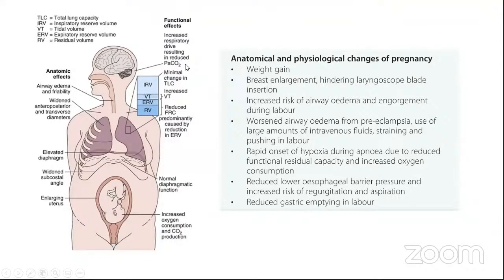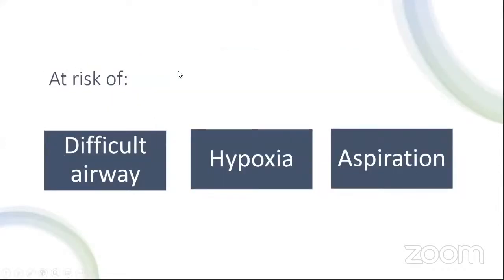Okay, the respiratory system. Basically, due to the gravid uterus pushing on the chest wall, the total lung volume is reduced, in which the functional residual capacity is markedly reduced, so patients are predisposed to hypoxia more rapidly compared to the non-pregnant population. On top of that, there will be reduced lower esophageal pressure and also reduced gastric emptying, especially in women who are in labor. This predisposes the patient to aspiration. In short, if you can't remember this diagram, just remember these 3 points: difficult airway, easily gets hypoxia, and higher risk of aspiration.